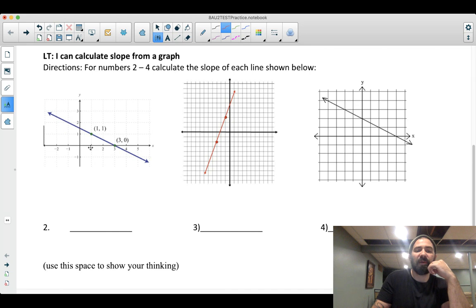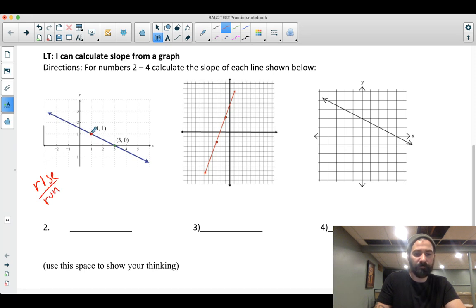Okay, we're given a couple graphs here for 2, 3, and 4, and we're to determine the slope of each one using your growth triangle, your rise over run. Remember, we always start at the furthest left point and then work our way to the right. We always count rise first, that's up and down, and then we go over run.